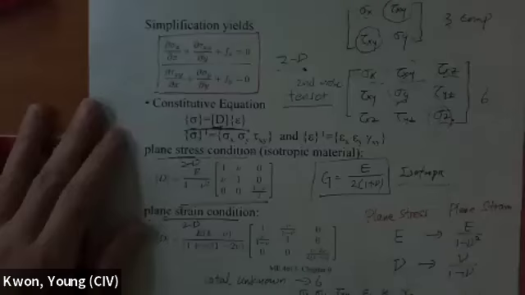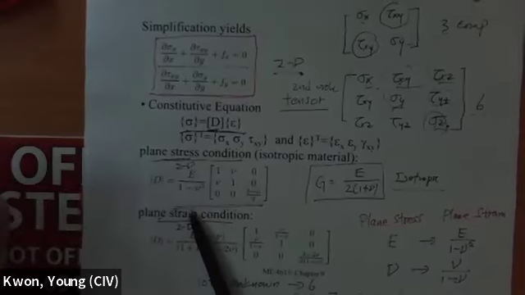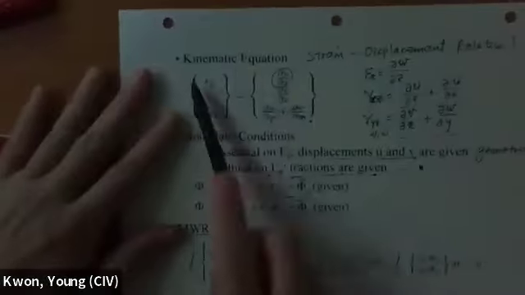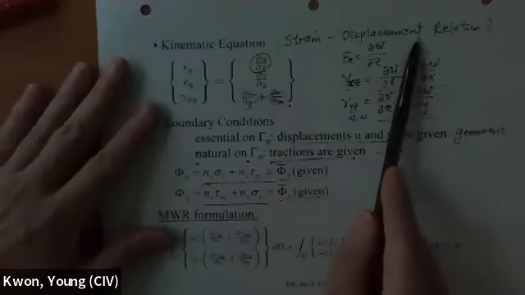And then starting from 3D, we talked about 2D, plane stress and plane strain. They are very similar, but slightly different. I said the difference is about 10% as long as Poisson's ratio is around 0.3. So that's what we talked about. And then the last set of equations was the kinematic equation. So the kinematic equation is the strain displacement relationship.